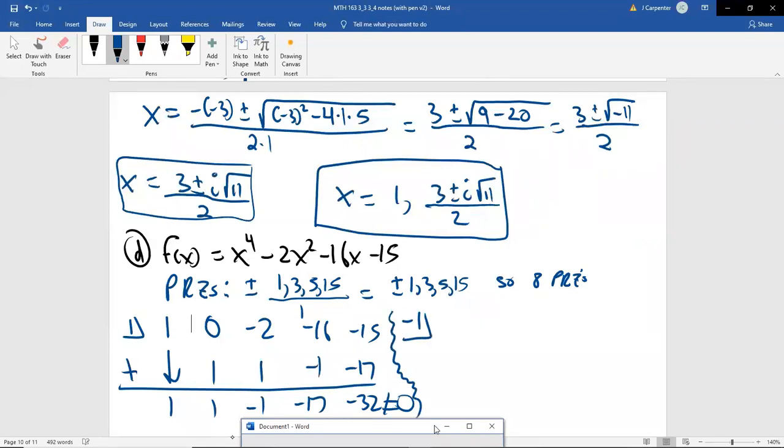So let's try negative 1. And then the same numbers to the right: 1, 0, negative 2, negative 16, negative 15. Some space, plus sign. Bring the 1 down. 1 times negative 1 is negative 1. 0 plus negative 1 is also negative 1. Negative 1 times negative 1 is positive 1.